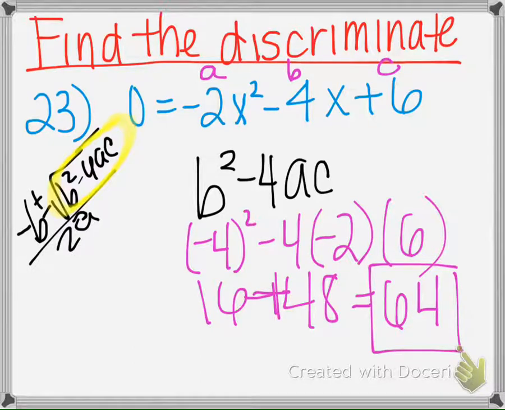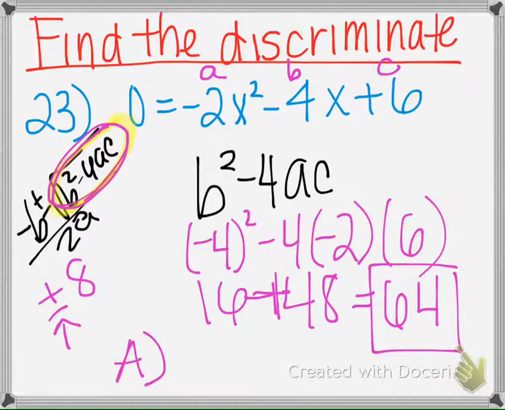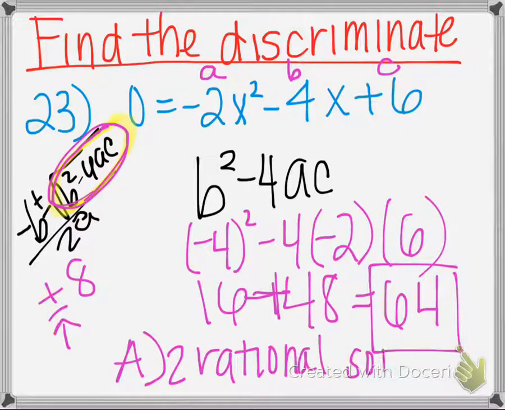And what that tells us, if we think about it, if this was 64, we would get plus or minus 8 when we square root it. So that tells us we would have 2 solutions. So that's why our answer would be A. We're going to have 2 rational solutions.